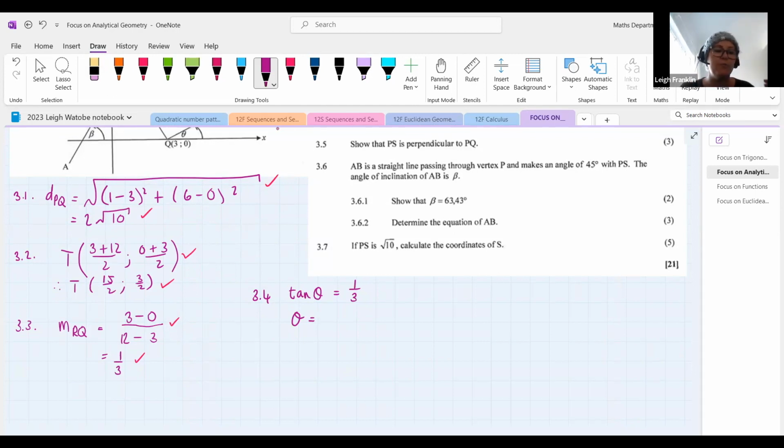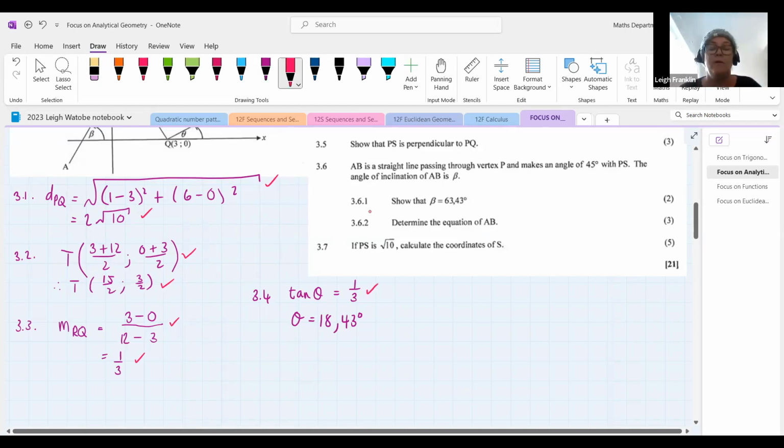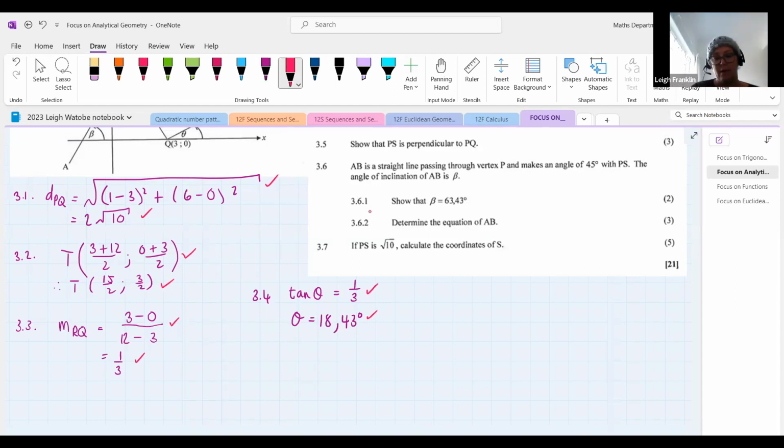But I know that from trigonometry, I could have other answers. But it's an acute angle, so we know that it's in the first quadrant. So shift tan, pop in your ratio, and you should be getting an angle for theta of 18,43 degrees. Exactly. Well done. Perfect. So again, it's a case of subbing in and then getting the correct answer.